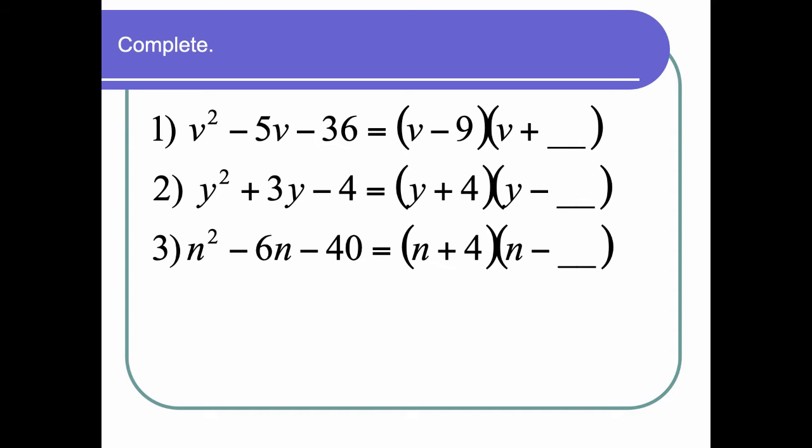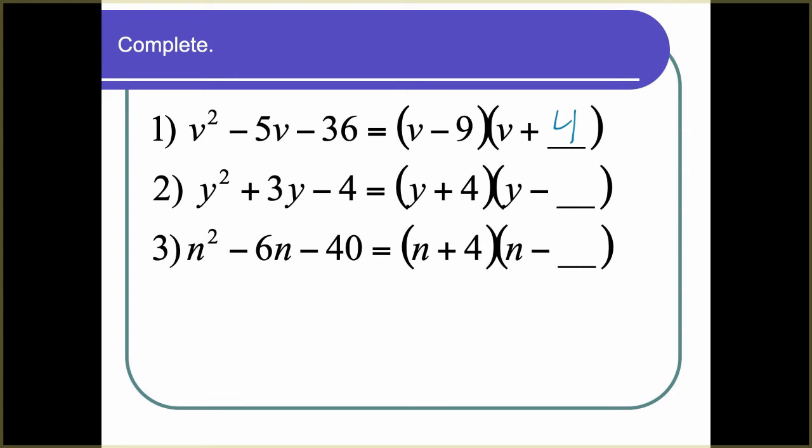We're looking for numbers that multiply to negative 36 for the first problem and add up to negative 5. They're already giving us negative 9 as one of our factors, and negative 36 divided by negative 9 would be a positive 4. Because 4 times negative 9 is negative 36, and negative 9 plus 4 is negative 5.